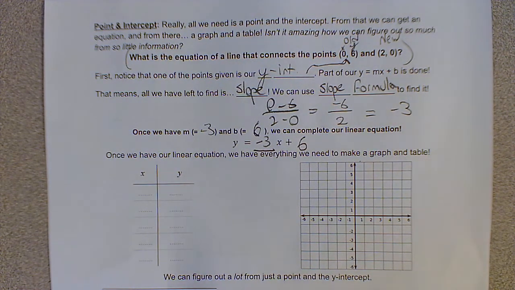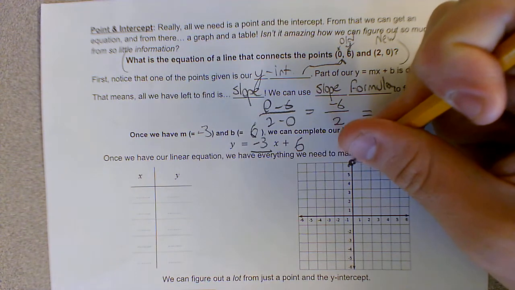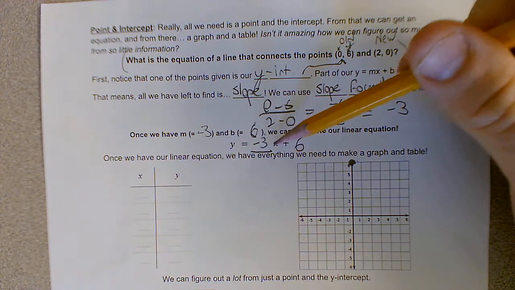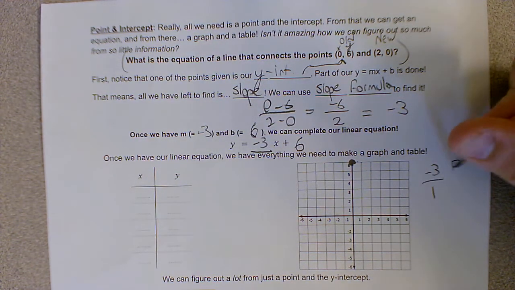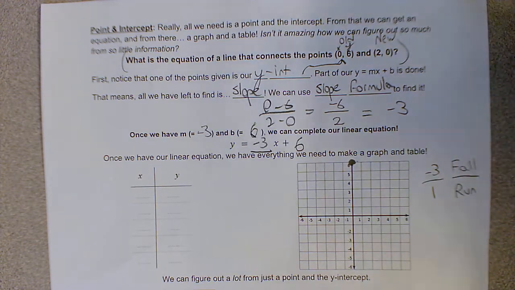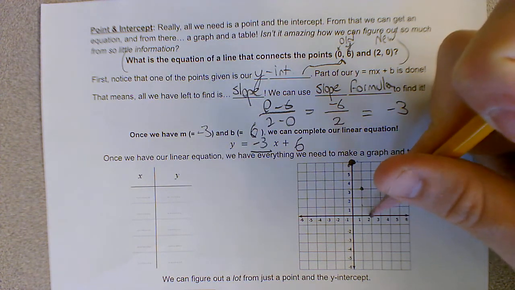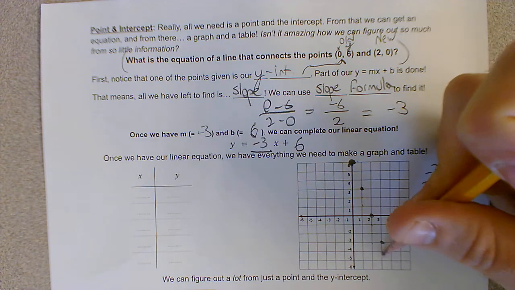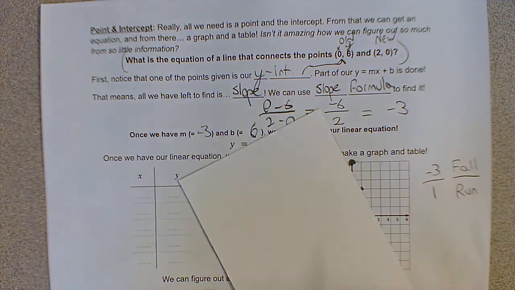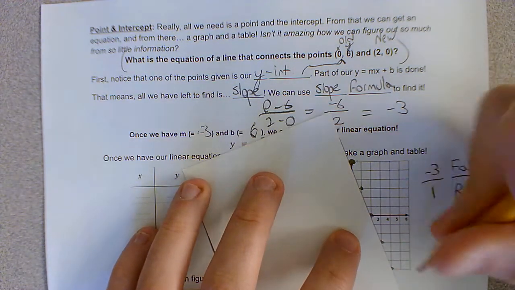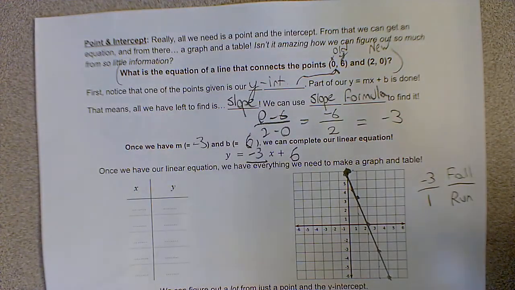Once we've got that, we can fill in the graph and the table. Our y-intercept is 6, so I'm going to go ahead and put a point at (0, 6). And then I'm going to go ahead and plot my line by doing rise over run. Negative 3 over 1. I'm going to fall 3, run 1. So we're going to go down 1, 2, 3 over 1, and repeat that a few more times. I'm going to use my note card to connect the line. Okay, a nice even line right there.